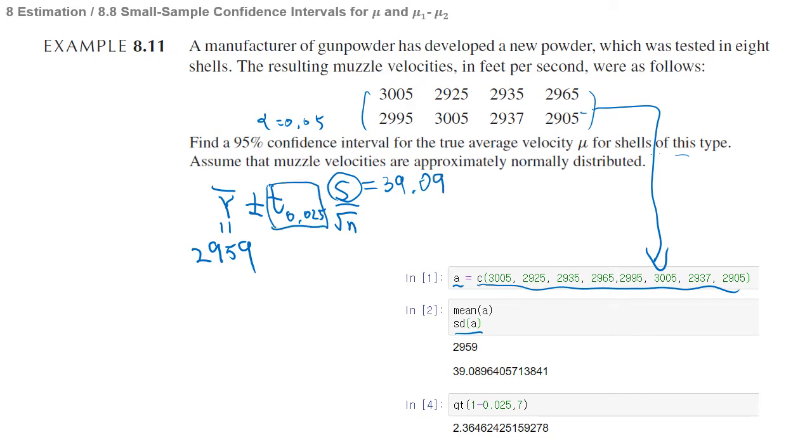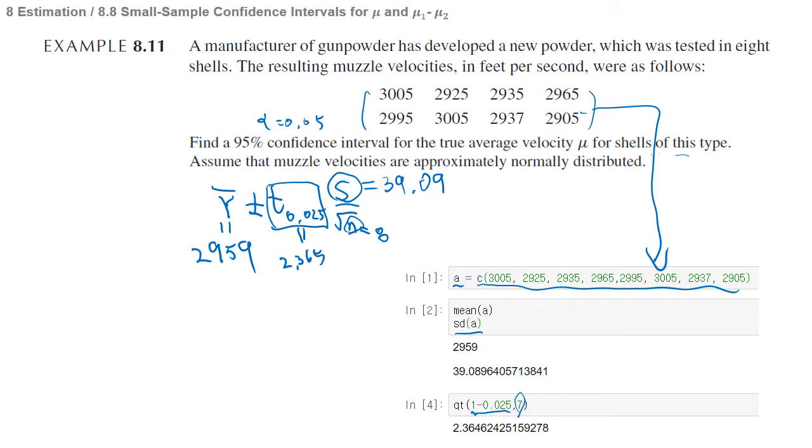Inside of R, you can run qt with 1 minus alpha and the degrees of freedom. So if alpha is 0.025, then 1 minus 0.025, and since we have 8 data points, the degrees of freedom is 7, so the T value is 2.365, and the n here is 8. So if you put in all the numbers, you can calculate the lower bound and upper bound.